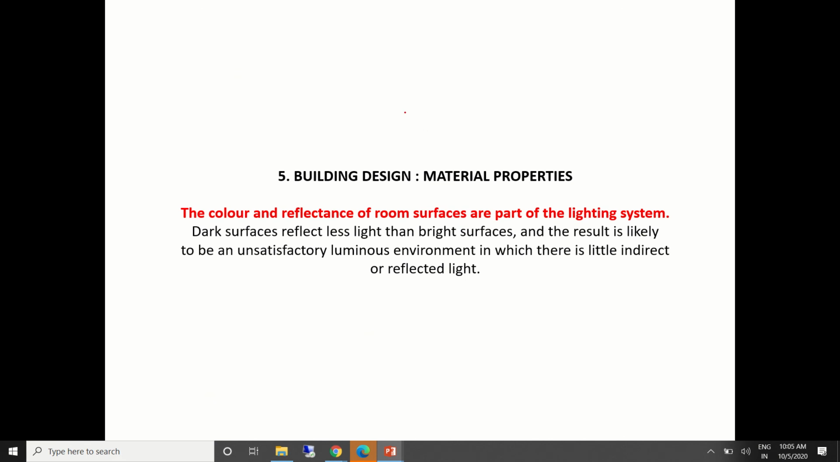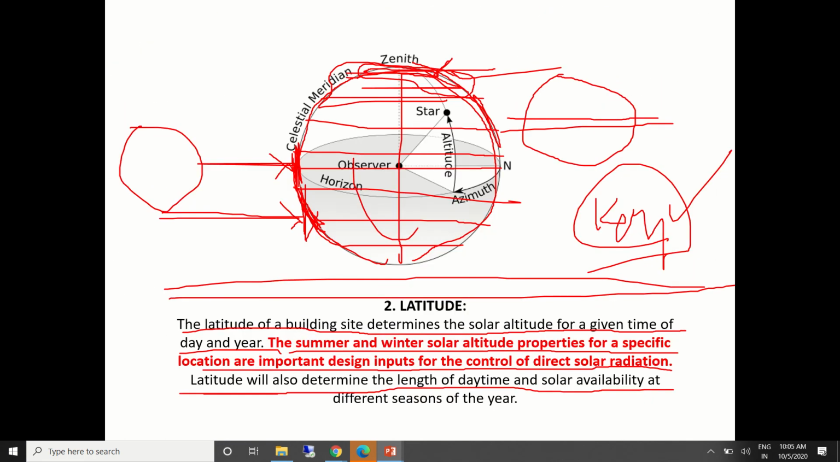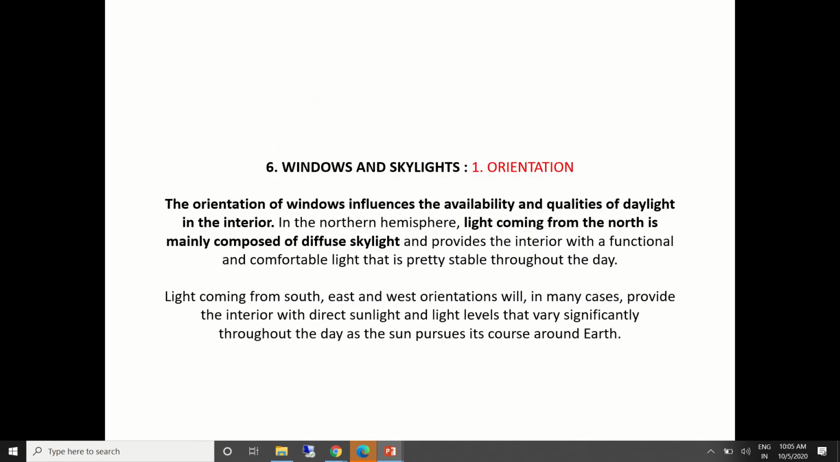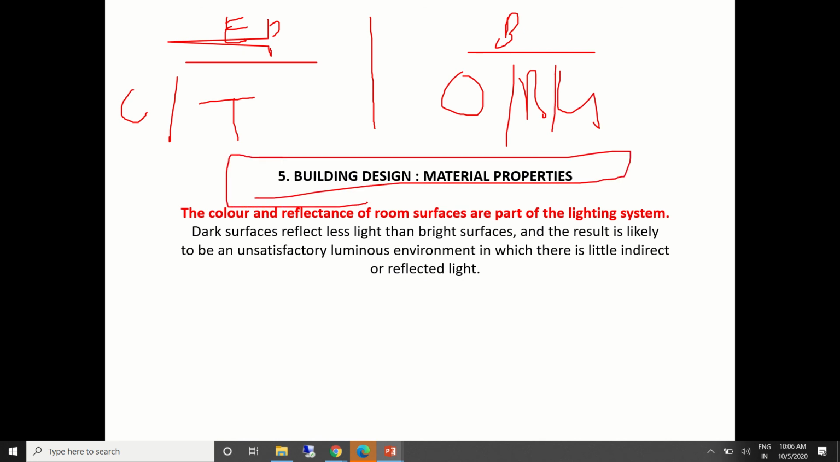Okay, so four things we have seen, and the fifth one is material. So what are the four things? If you divide this, first one is environmental aspects: climate and topography. We saw these two. And from a building and site perspective, first we saw obstruction, and then building geometry. And then we have material as well.